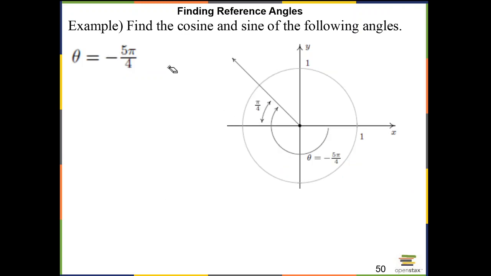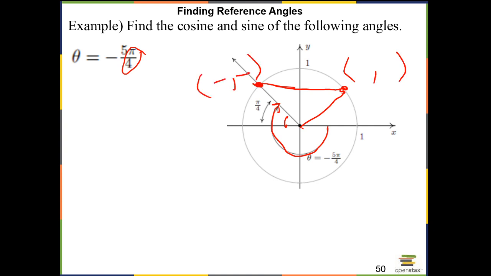Okay, here's another one. Negative 5 pi over 4. Now pi over 4 is 45 degrees. 5 times 45 is 225. So that's negative 225. So if you go this way, that's 180. How much more? 45. So the reference angle is 45 degrees. And if you reflect it into the first quadrant, you see sine and cosine of this angle is basically related to sine and cosine of this one.